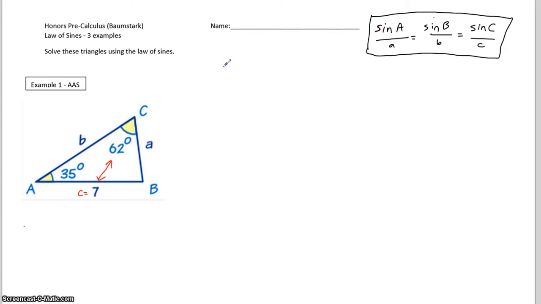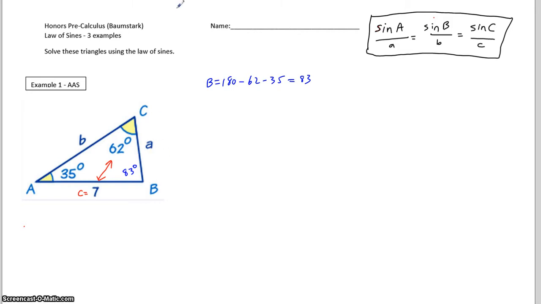Well, we have two angles, so maybe the first thing we should do is just figure out what B is. If we go ahead and do that, angle B is just going to be 180 minus 62 minus 35. We're going to need that angle at some point, and that's going to give us 83 degrees. So I'll go ahead and write that in here, 83 degrees. Now we have all the angles, and it's a straightforward application of the law of sines to solve for the other pieces that we need.